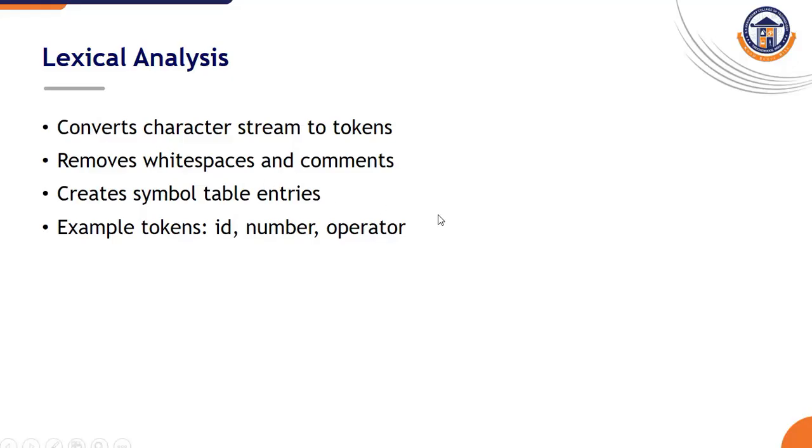The lexical analysis also removes white spaces and comments available in the source program. It creates the symbol table for each and every token identified in the source program. Some example tokens are ID, number and operator.